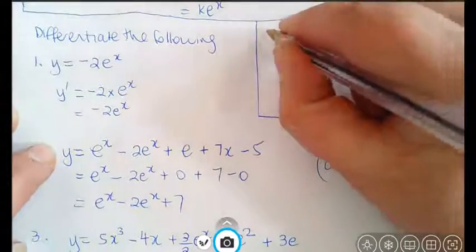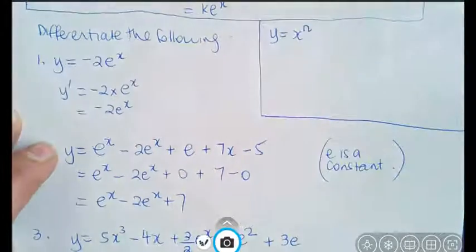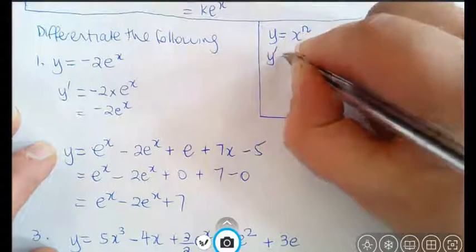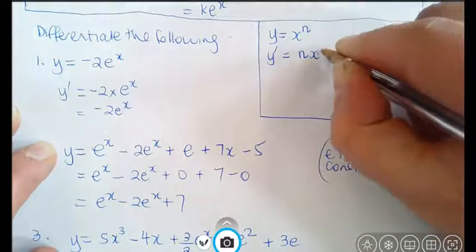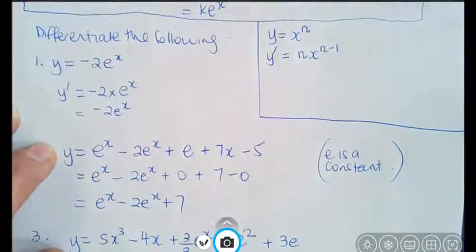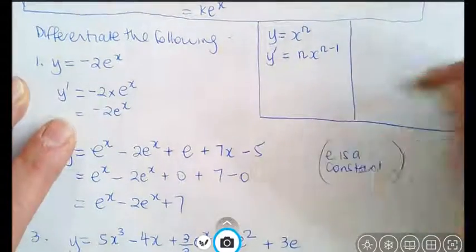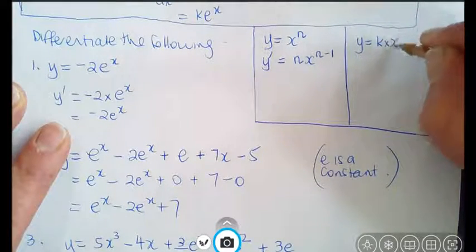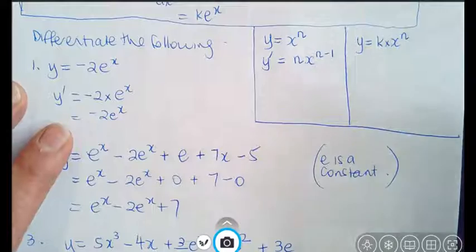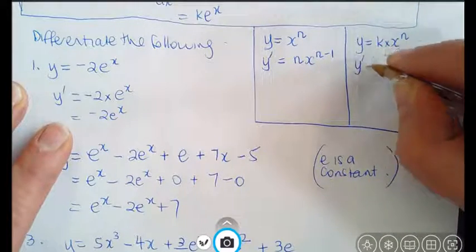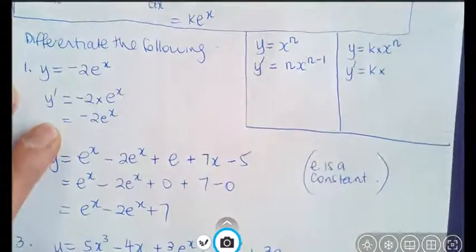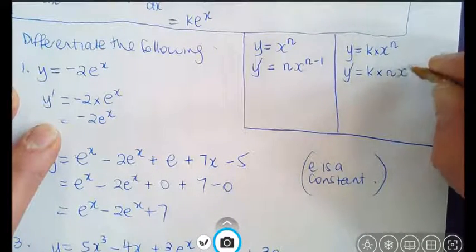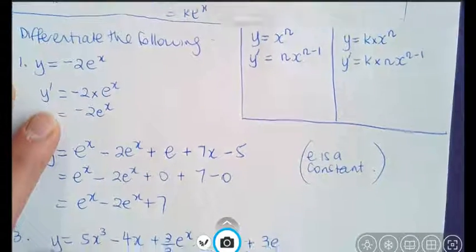What we learned earlier was that if y equals x to the power of n, then dy dx or y dash is bring the n to the front, write the x out, drop the power of n by 1. Then you also saw a rule like the following. If y equals k times x to the n, a constant times x to the n, then y dash will be that constant times the derivative of x to the n, which is bring the n down, write the x out, drop the power by 1.